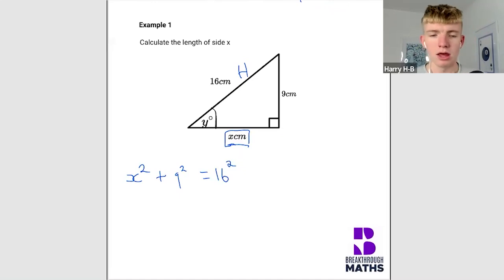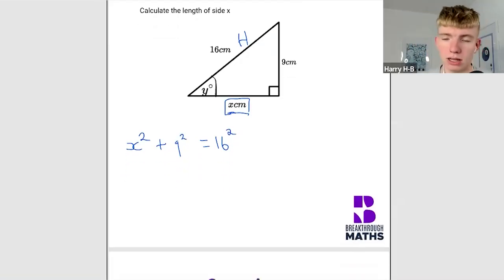Okay. Of course, for this one, you are allowed to use a calculator. In the exam, they may not actually know. You definitely would be given a calculator for this.